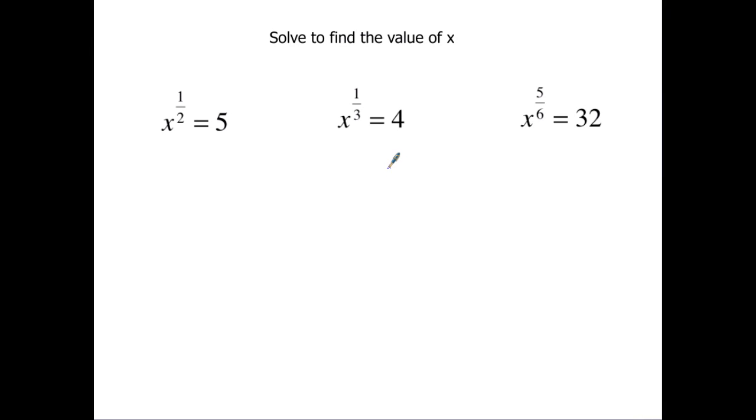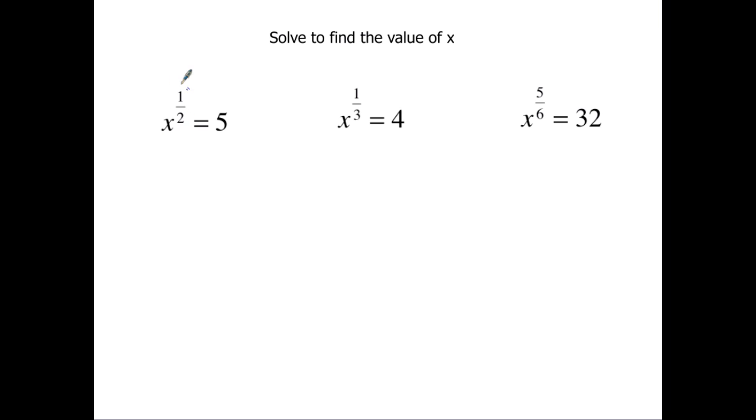Solve each of these equations to find the value of x. So here we've got x to the power of a half equals 5. So if you remember, something to the power of a half is the same as the square root of that number. So that's effectively the square root of something is 5, which you should be able to tell is 25. But we'll go through the working out so that it becomes clearer how to solve harder problems.